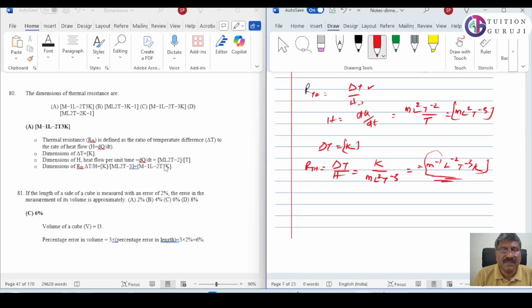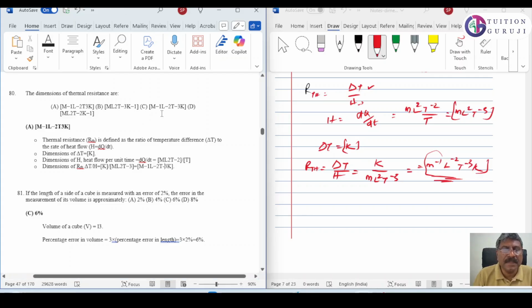Here actually one mistake is there. It is T raised to minus 3. So M raised to minus 1, L raised to minus 2, T raised to minus 3, K. The answer is C, not A. This is C: M raised to minus 1, L raised to minus 2, T raised to minus 3, K.